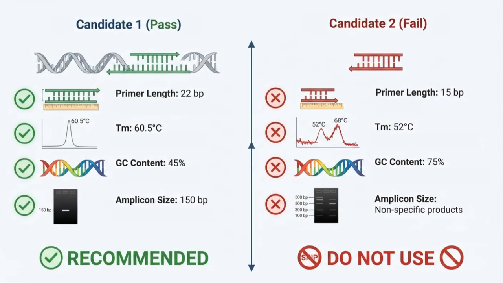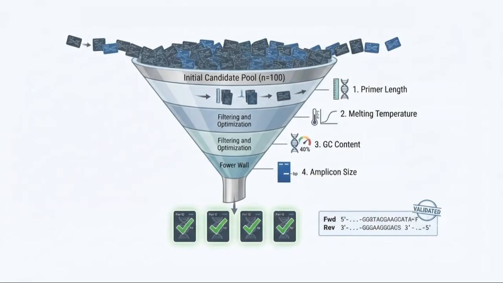For each candidate, look at 4 values: primer length, TM, GC content, amplicon size. If all 4 fall within the ranges we discussed, keep that candidate. If not, skip it and move to the next one. Usually you'll narrow your list to just a few good candidates.